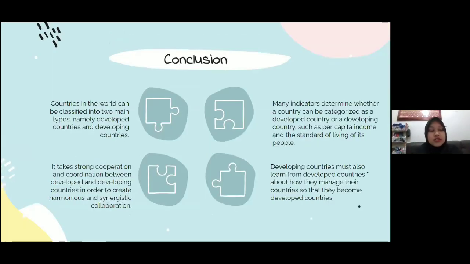Finally, the conclusion. Countries in the world can be classified into 2 types, namely developed countries and developing countries. There are many indicators that determine whether a country can be categorized as a developed country or a developing country, such as per capita income and the standard of living of its people. It takes strong cooperation and coordination between developed countries and developing countries in order to create harmonious and synergetic collaboration. Developing countries must also learn from developed countries about how they manage their countries so that they become developed countries in the future.